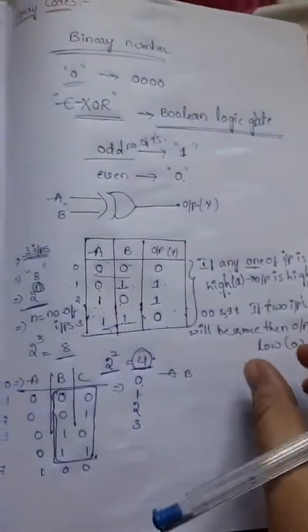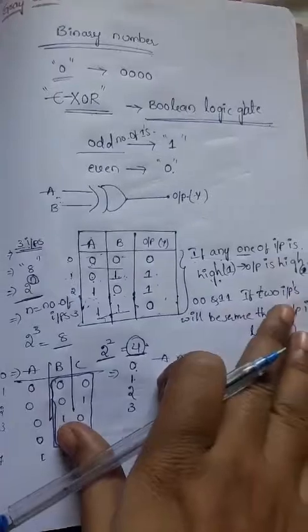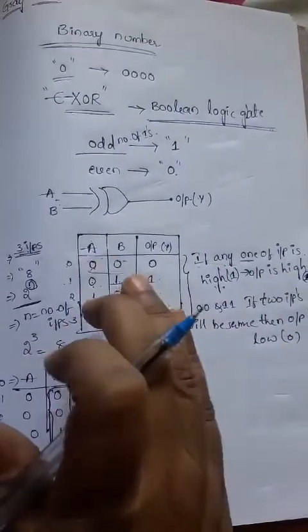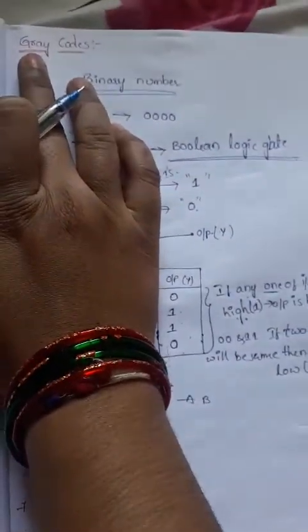So this is the XOR gate operation. Okay, so this is the complete XOR gate output operation. By using this output of the XOR gate operation, we need to convert a binary number into gray code. Remember the point.